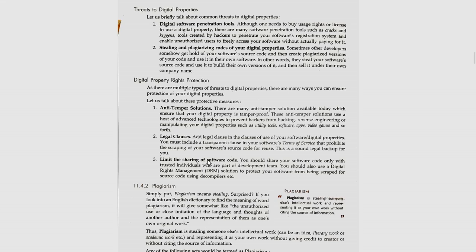Next thing is to limit the sharing of software code. You should share your software code only with trusted individuals who are part of the development team. Obviously, the more you share your code, the more you are giving a security threat to your softwares. So it should be limited to the particular set of individuals who are involved in developing those softwares. You should also use a digital rights management (DRM) solution to protect your software from being scraped, or its source code from being extracted using decompilers, etc. So all these things come under digital property rights protection: the anti-tamper solution, the legal clauses, and limiting the sharing of the software code.